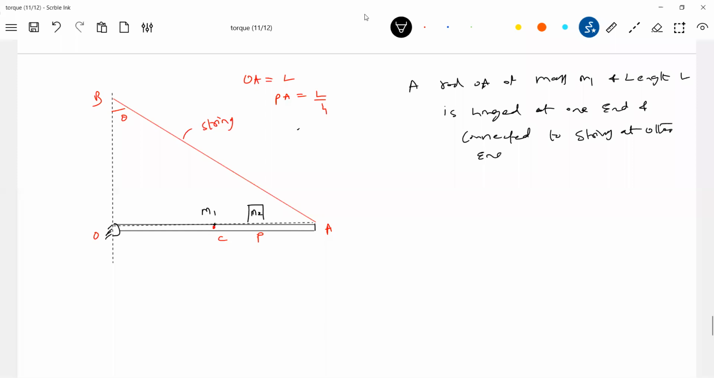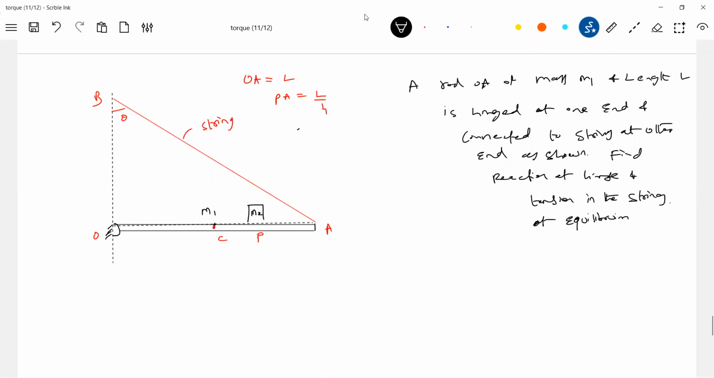At the other end, as shown. Find the reaction at the hinge and the tension in the string at equilibrium. Okay, so what are the forces that will be acting?